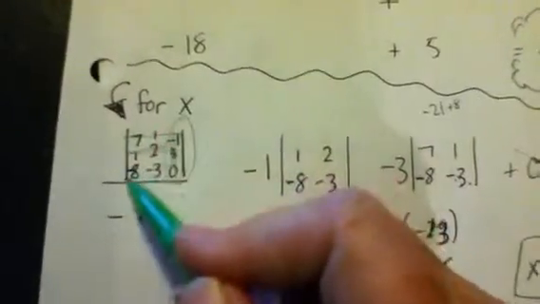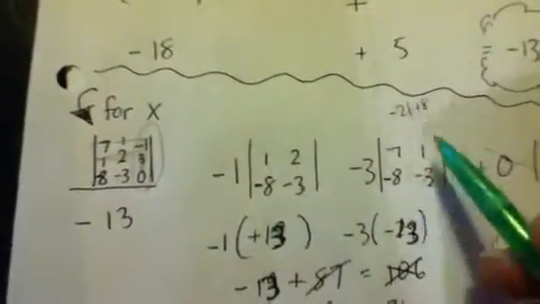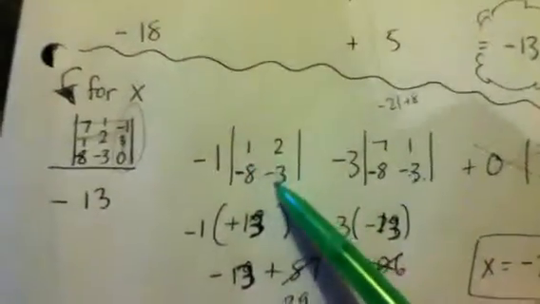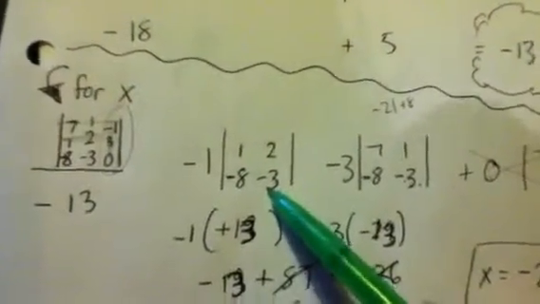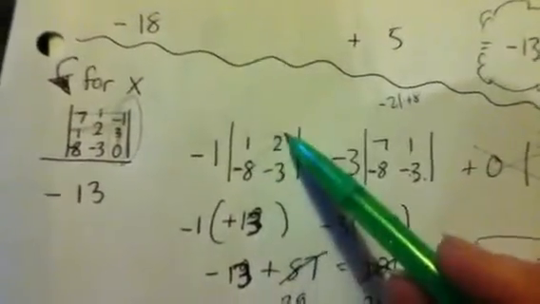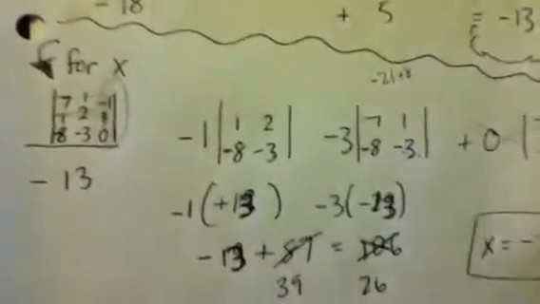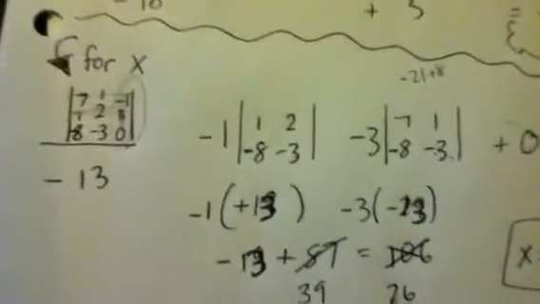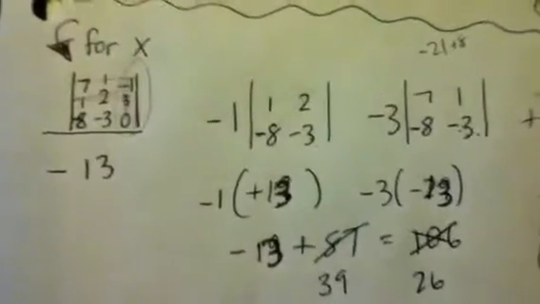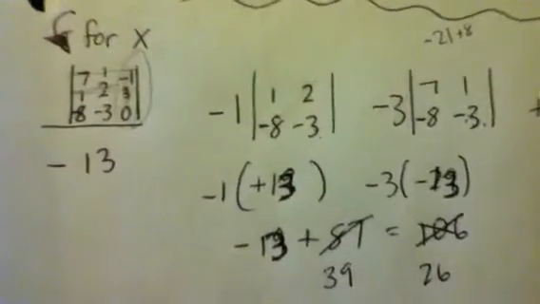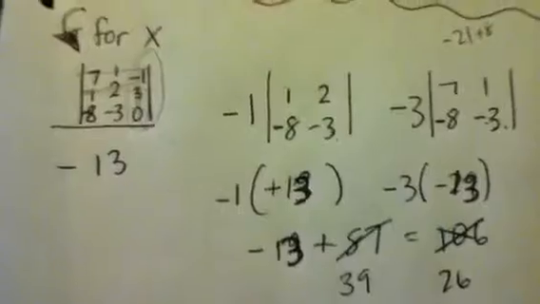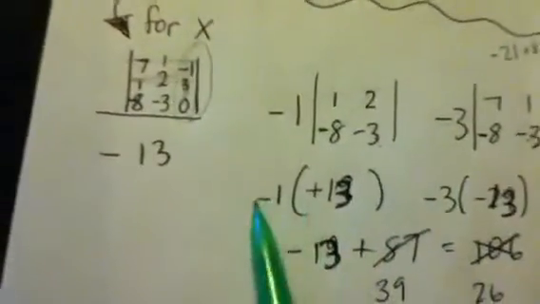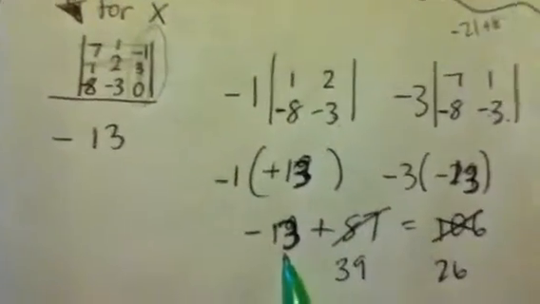I get 7, 1, -8, -3. Okay, so then I don't have to worry about that part because it's a 0. 1 times negative 3 is negative 3 minus negative 6 minus negative 16. Negative 3 minus negative 16 is negative 3 plus 16, and that's where my 13 came from. And then multiply it by the negative 1, you get negative 13.